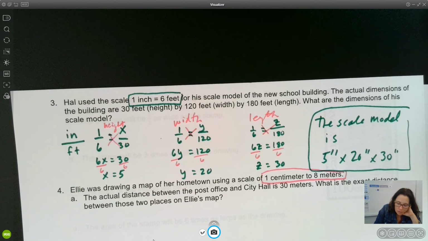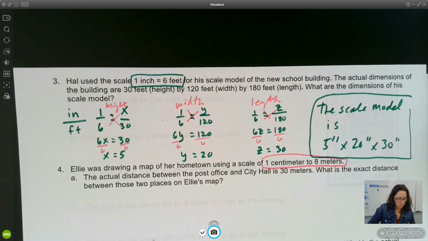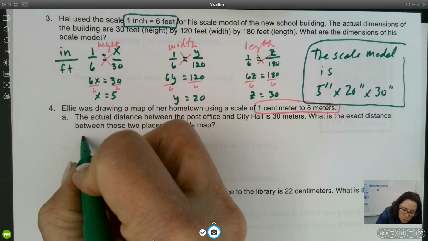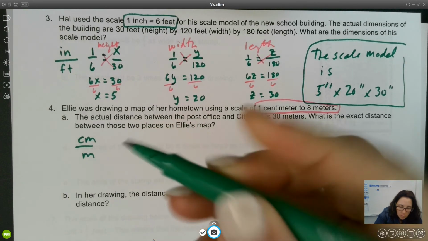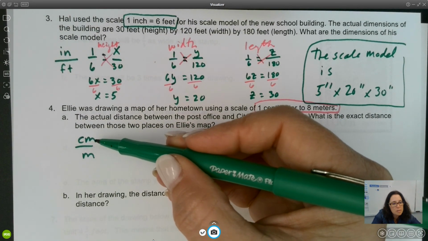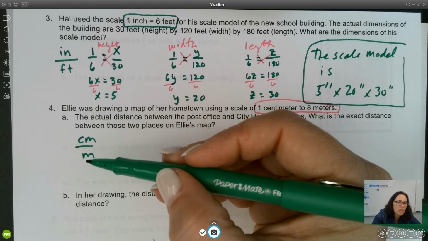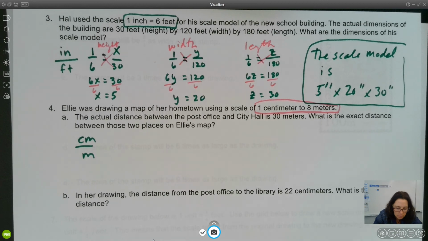All right, so they're talking about, this is what it really is, 30 meters, and we're asked to find out how much on the map. Okay, so I'm gonna do centimeters over meters. It's important to understand centimeters is the map, meters is the actual. So if you want to put map over actual, that's fine too.